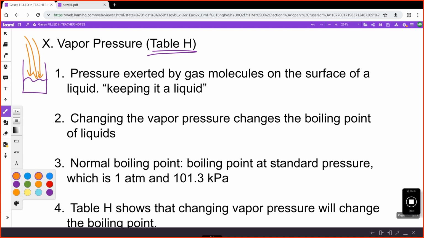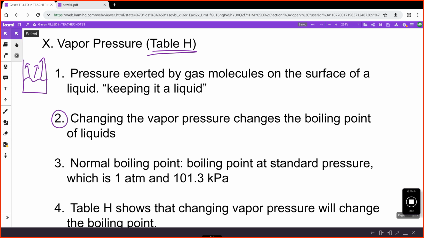Well, if that pressure starts to be removed, and we're not changing the temperature, what starts to happen is liquid can turn into gas. And we could start to get some boiling happening at different pressures, therefore at different temperatures. So basically, when we change the vapor pressure, we're changing the boiling point of a liquid. We can get water to boil at a temperature other than 100 degrees Celsius.